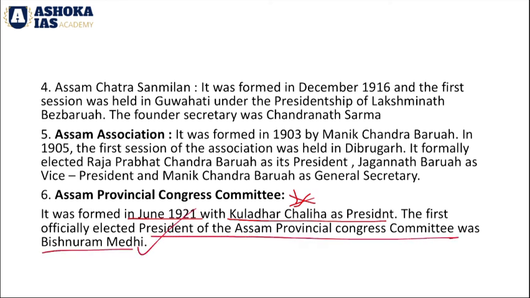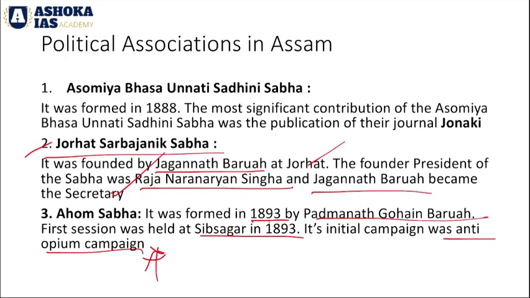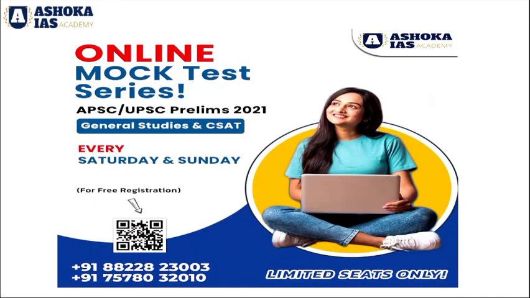So those are the most important political associations that you have to focus on from the prelims point of view. You have to remember the formation year, the founders, the first presidents and the first secretaries.